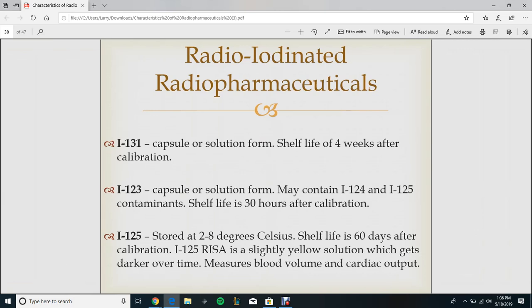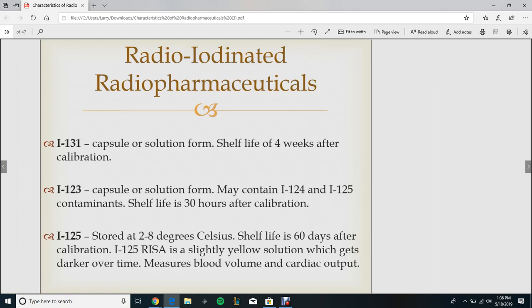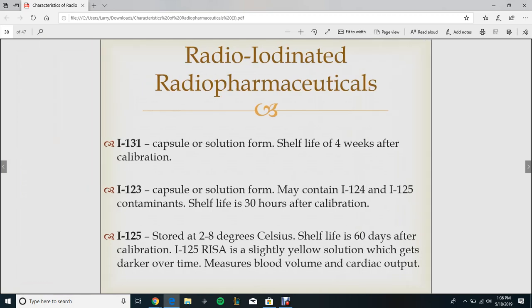Radioiodinated radiopharmaceuticals. So iodine-131, iodine-123, and iodine-125. The iodine-131 capsule or solution form, the shelf life is 4 weeks after the calibration. The iodine-123 is capsule or solution form. It may contain iodine-124 and iodine-125 contaminants. The shelf life is 30 hours after calibration. The iodine-125 should be stored at 2 to 8 degrees Celsius. The shelf life is 60 days after the calibration.